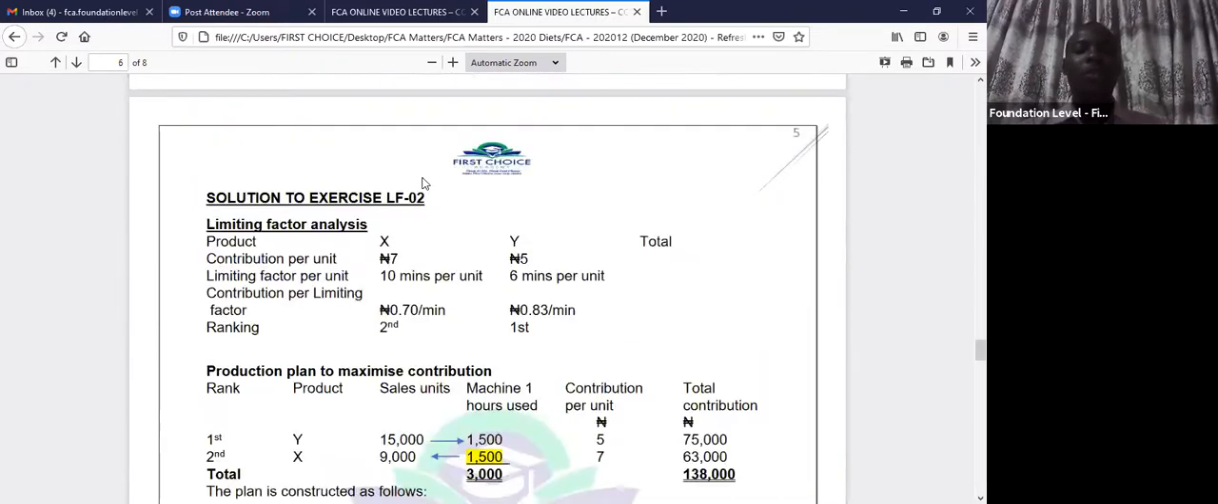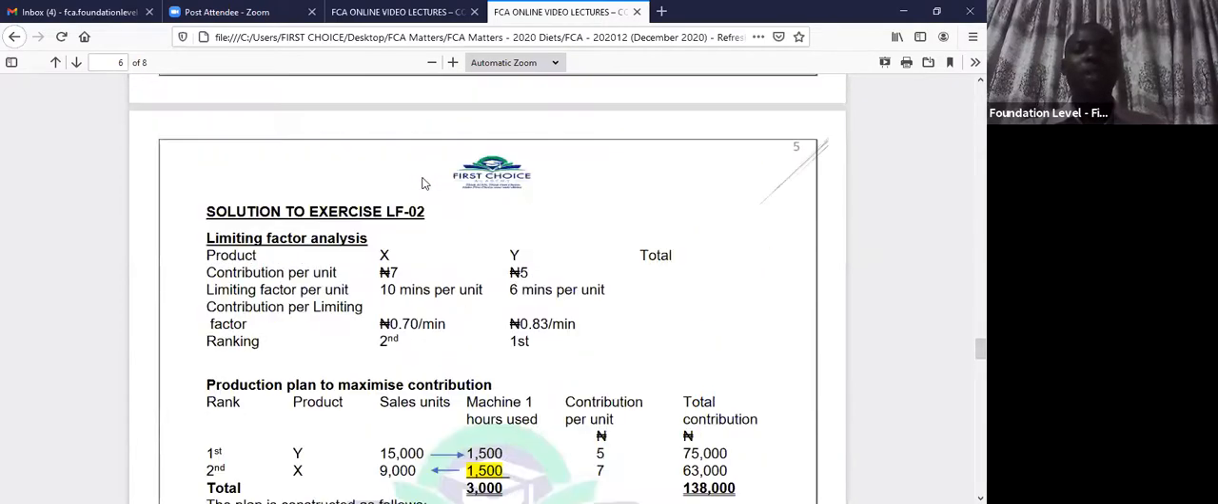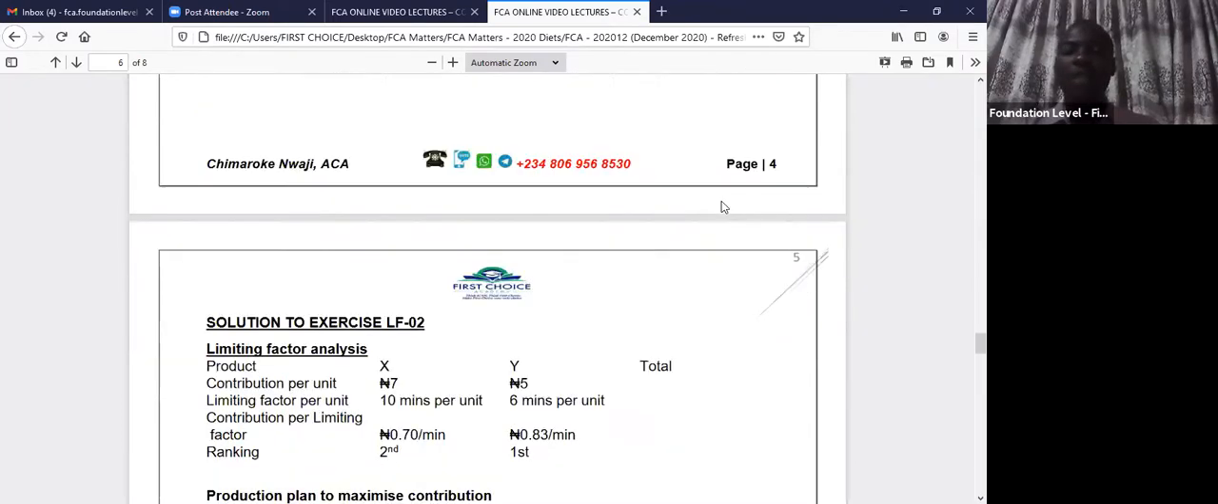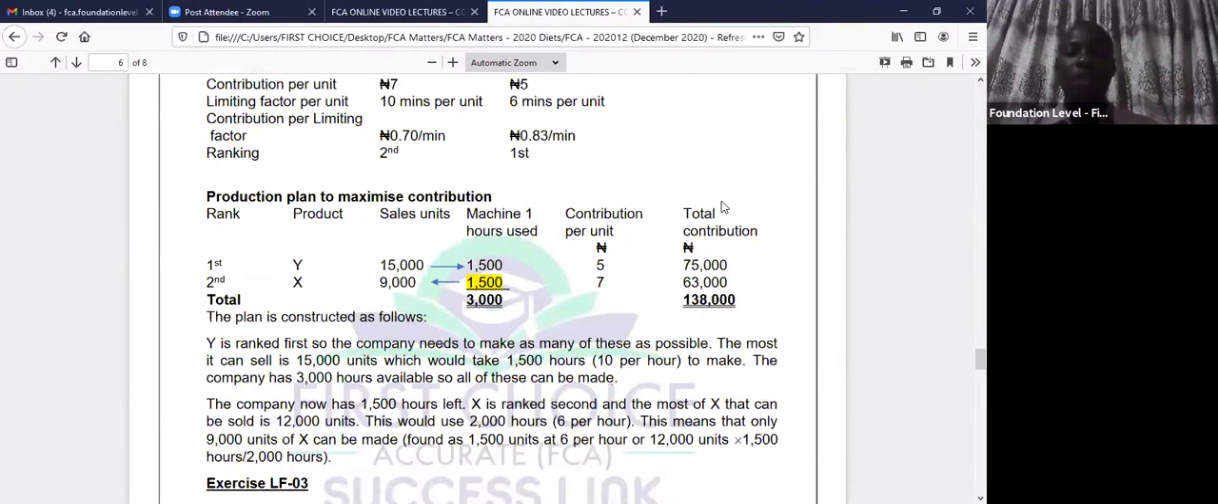Okay? So now, the question still says, what is the optimal production plan? The production plan is to do Y 15,000, X 9,000. And hence find the profit. They say that is the production plan which maximizes annual contribution and hence profit. So let's look at the profit that they will get, or total contribution.